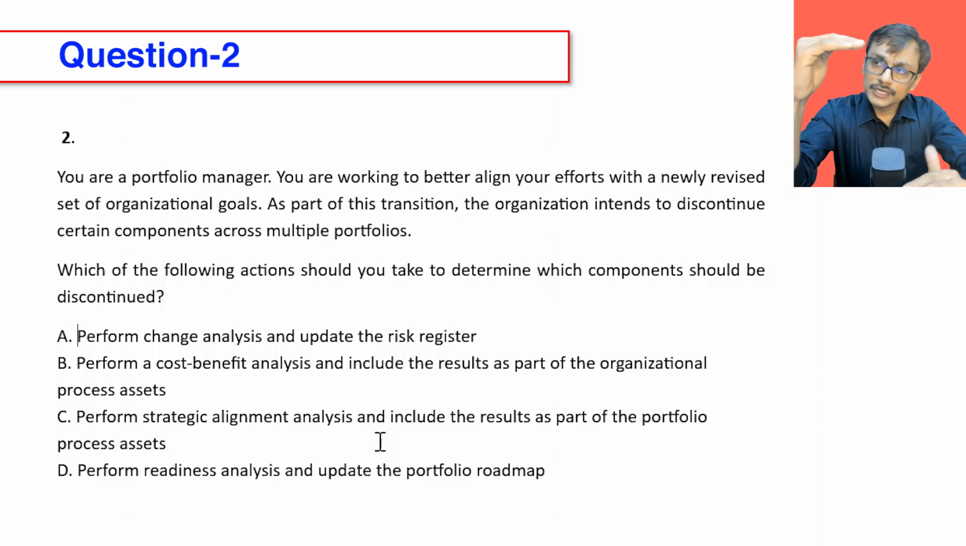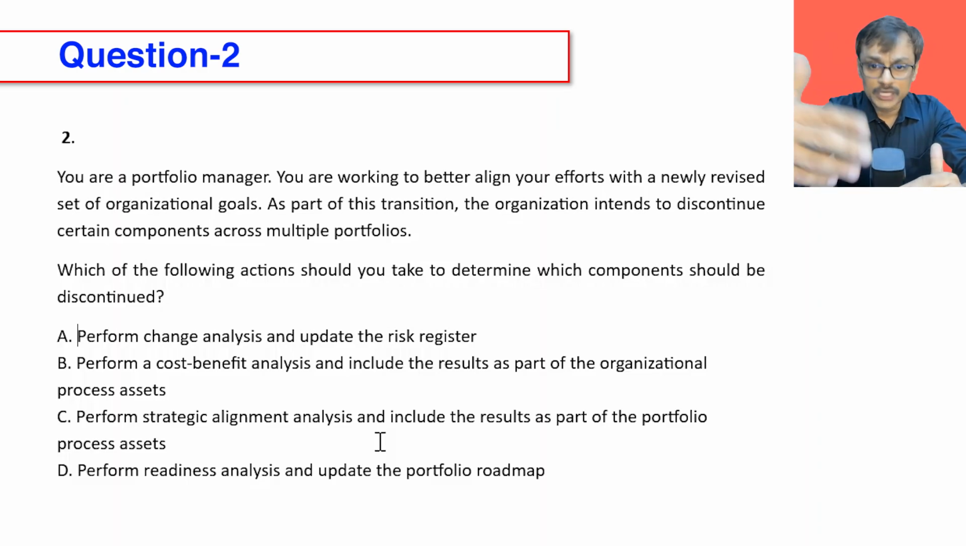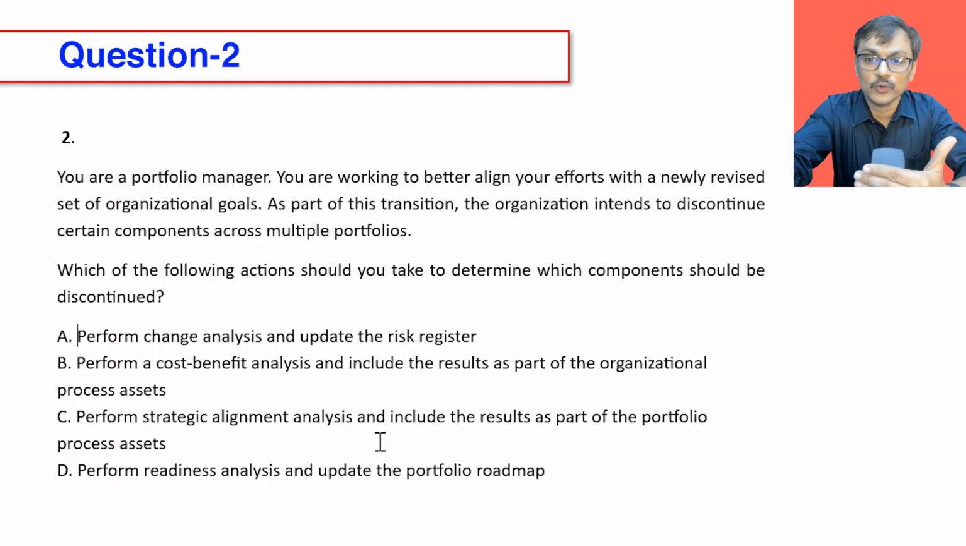But you also need to revisit that in a managed strategic change, you have steps. Stakeholder engagement: you talk to them, you interview, you understand what is happening. Then you focus on where we are and where we want to go. You look at various possibilities and do gap analysis. Then you reach a readiness assessment so that you can tell how we are going to achieve it. Now here, the question is asking: as a part of transitioning, the organization intends to discontinue some of the components, and you should take the action which leads you to identify which component should be discontinued.